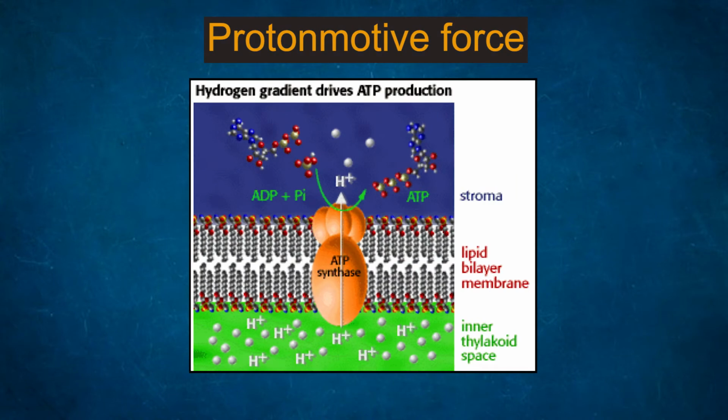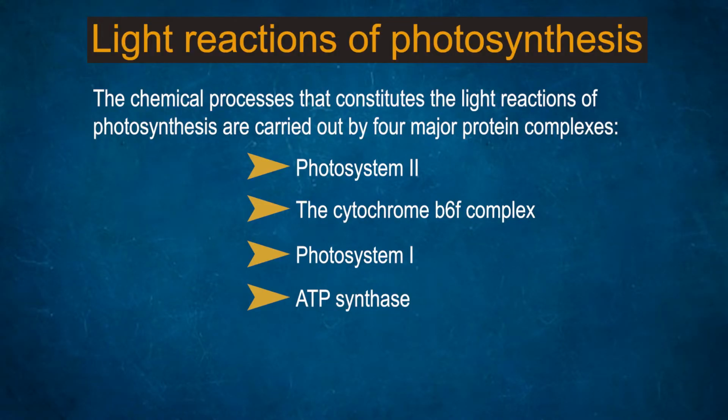The translocation of protons across the thylakoid membrane, from the stroma to the lumen, produces a chemical and an electrical gradient of protons, which is known as the protonmotive force, and this protonmotive force is utilized by the ATP synthase complex to produce ATP. So this is how ATP and NADPH are produced during the light reactions of photosynthesis. What are the end products of the light reactions? These are ATP and NADPH, produced in a definite ratio.